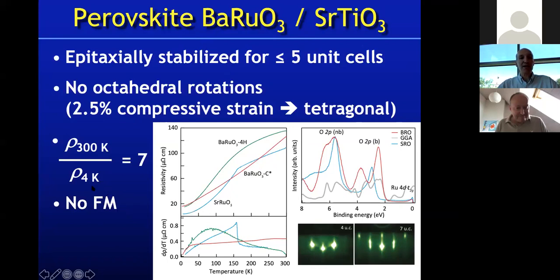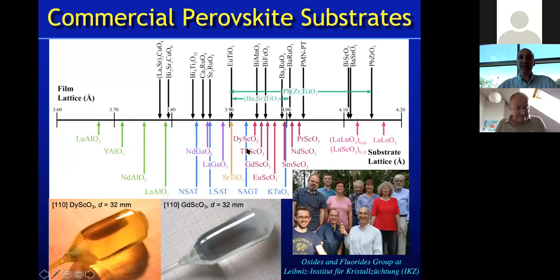In our strain state, a 2.5% strain on strontium titanate, we do not see ferromagnetism, but we are working with our collaborators at the Institute for Crystal Growth to make a larger substrate at around 3.99 angstroms that's cubic, to bring the right pattern to make those 180 degree ruthenium-oxygen-ruthenium bonds. So, an example of epitaxial stabilization.